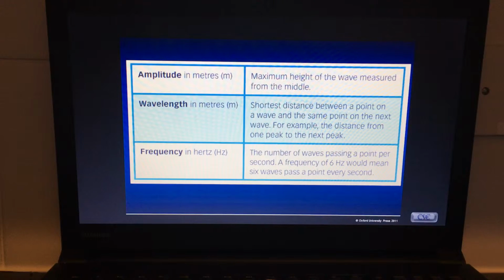These are some definitions you need to know. So the amplitude is the maximum height of a wave measured from the middle. The wavelength is the shortest distance between a point on a wave and the same point on the next wave. And frequency, measured in hertz, is the number of waves passing a point per second. So say 2 waves per second would be a frequency of 2 hertz. So it says here a frequency of 6 hertz would mean that there's 6 waves passing a point every second.